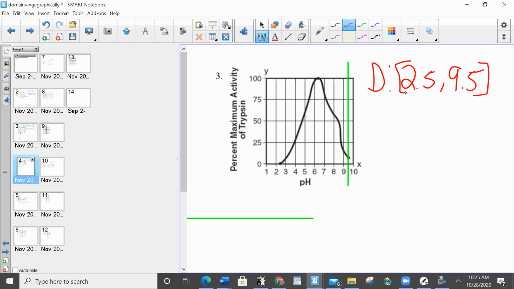For the most part, if it's a number, it's going to get a bracket. If it's an infinity, it's going to get a parenthesis. That's not necessarily the case always. Unless there's an asymptote or an open circle, it generally will be the case.